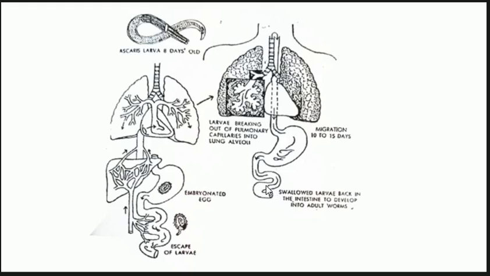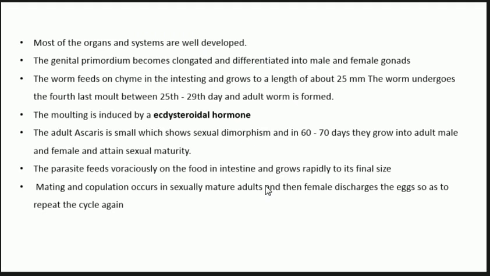Here further development takes place, and the fourth instar larva further develops into the adult worm. This whole thing takes place in at least 8 to 10 days, or 10 to 15 days. Now, most of the organs during this stage are well developed. The genital primordium becomes elongated and differentiated into male and female gonads. What kind of development takes place during this process? So there is a change in the male and female gonads.